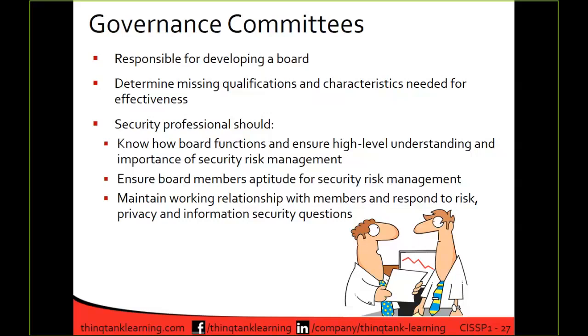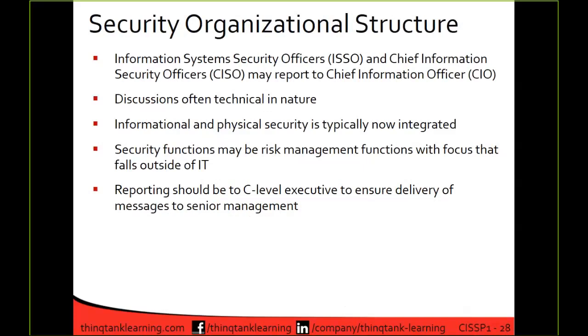So for your security organization structure, these are some of the titles of individuals that would be in the organization: ISSO, Information System Security Officer, CISO, Chief Information Security Officer, and CIO, Chief Information Officer. These individuals generally are more technical, right? They're going to have more of an understanding of the technical controls in the organization, but that now often includes informational and physical security, right?